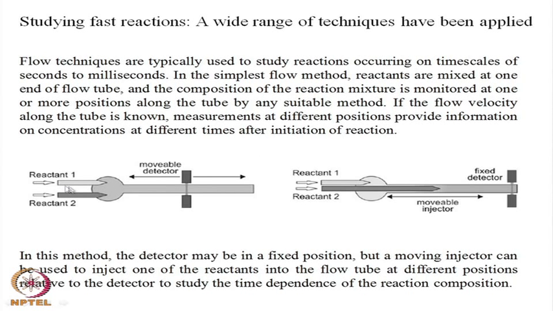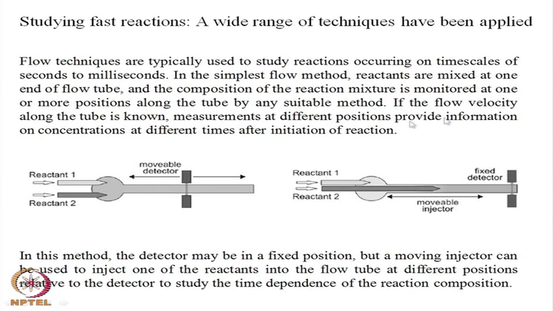So, you mix over here, say this is your reactant 1, this is your reactant 2, this is an injection method. So, you inject into this reaction vessel, and you continuously inject your reactants into this chamber, and the reaction mixture is allowed to flow through this tube, and you detect by a suitable method the composition of the reaction mixture.